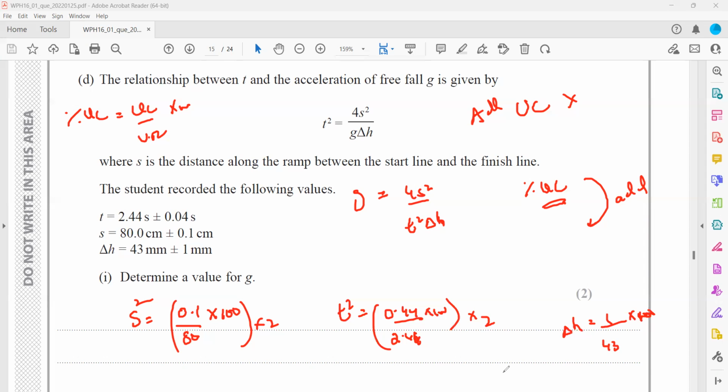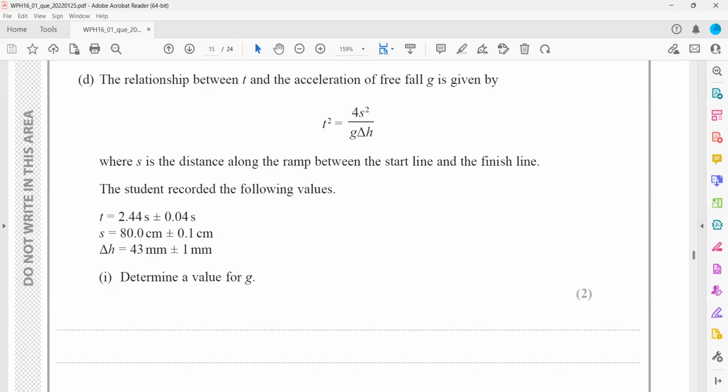After getting the percentage uncertainty of each quantity, for example, this is 0.25%, the time square is 3.28%, and the change in height is 2.33%. So we'll simply add them to get the total percentage uncertainty, which is 5.95% or 5.9%. So that was the question, we have to determine the uncertainty.